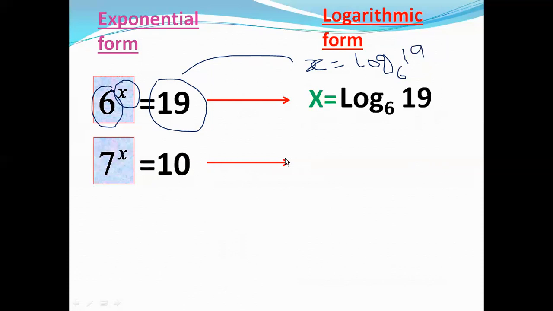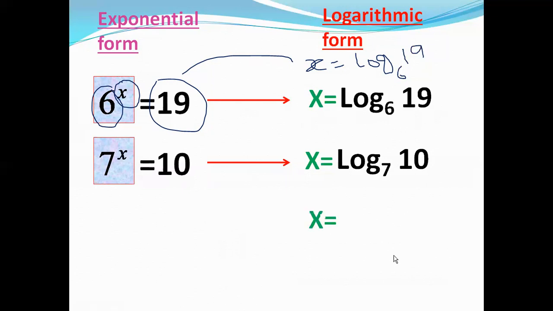So convert into logarithmic form. First write power. What is power? x. So write x is equal to log 10 to the base 7. You have to write log. What is result? 10. Write 10. What is base here? You have to write the base, 7, as a suffix. Log 10 with suffix 7.